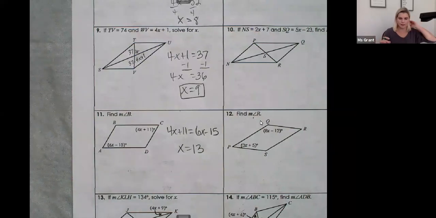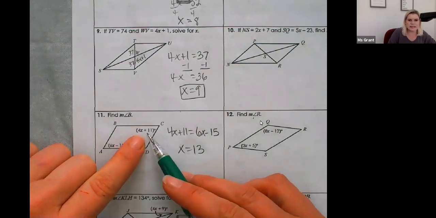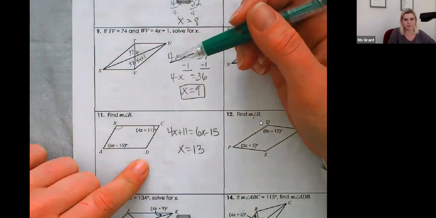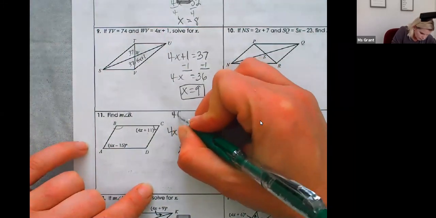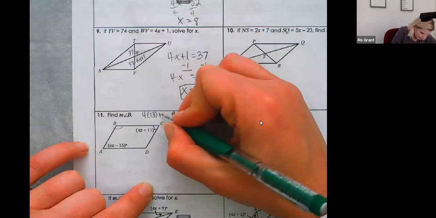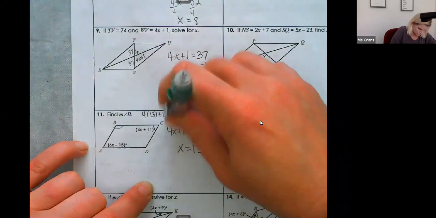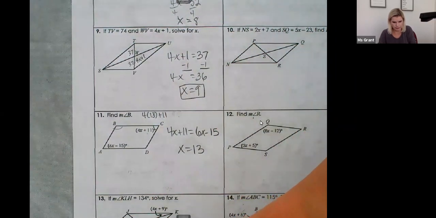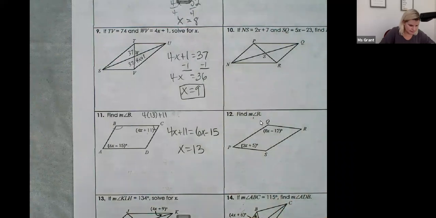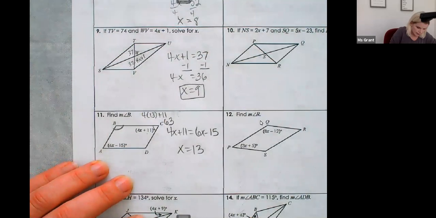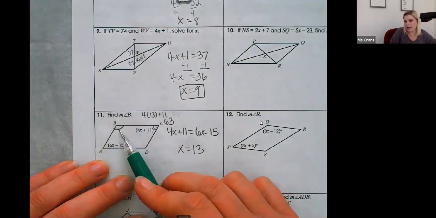So check this out. If x equals 13, I need to plug, let's do C and B. C and B are 180 when you add them because they're consecutive. 4 times 13 plus 11. That's the angle C. 4 times 13 plus 11. 52 plus 11, 63. 63 plus something, angle B, equals 180.